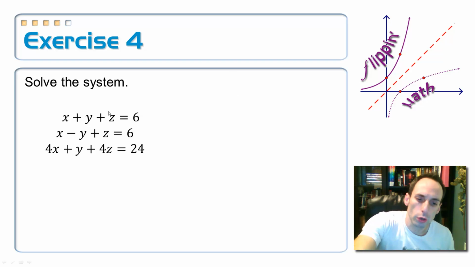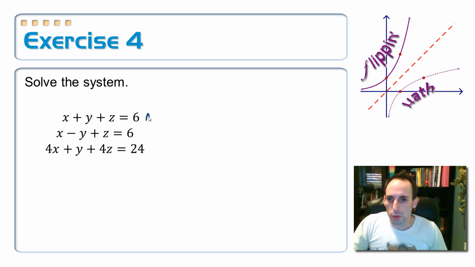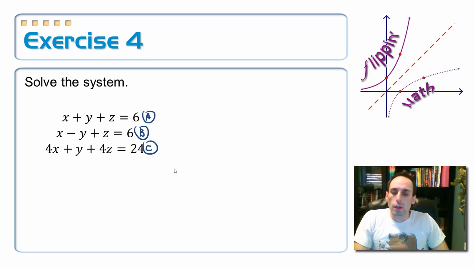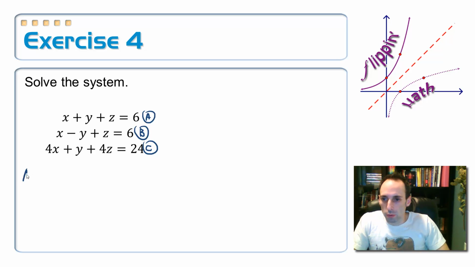Step 1, label your equations. So let's go with A and B and C. Okay, what do we want to get rid of first? Well, let's take a look. It looks like it's going to be really easy to get rid of the y's. So let's use A plus B to get rid of the y. So when I do A plus B, let's write them down.